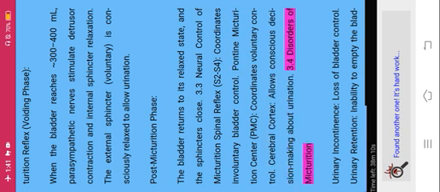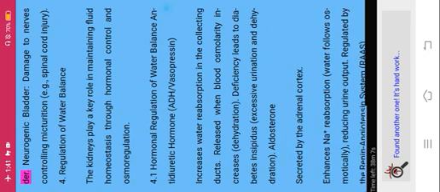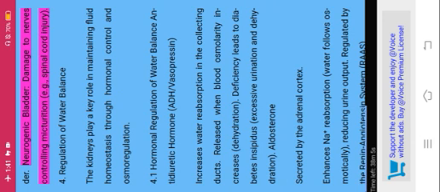3.4 Disorders of micturition. Urinary incontinence: loss of bladder control. Urinary retention: inability to empty the bladder. Neurogenic bladder: damage to nerves controlling micturition, e.g., spinal cord injury.